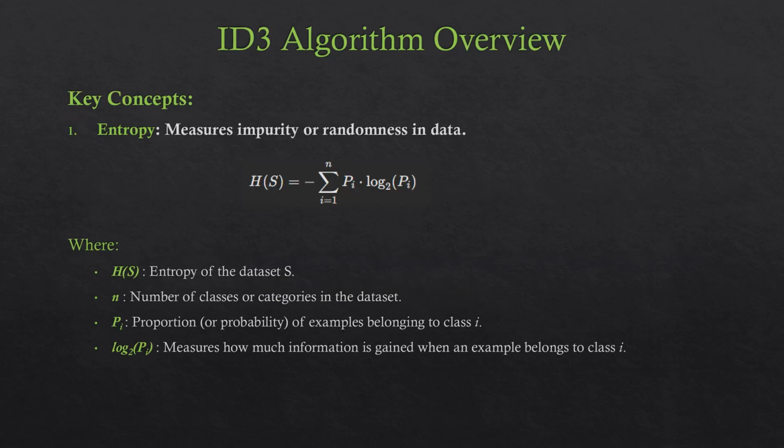ID3 algorithm overview. Entropy. Entropy measures the impurity or randomness in a dataset. അതായത് ഡാറ്റയിലെ ഇമ്പ്യൂരിറ്റി അളക്കാൻ വേണ്ടിയിട്ടാണ് എൻട്രോപ്പി യൂസ് ആക്കുന്നത്. It is calculated using the formula H(S) = −Σ (i=1 to n) pi · log2(pi), where H(S) is the entropy of dataset S, n is the number of classes or categories in the dataset, pi is the proportion or probability of examples belonging to class i, and log2(pi) measures the information gain when an example belongs to class i.